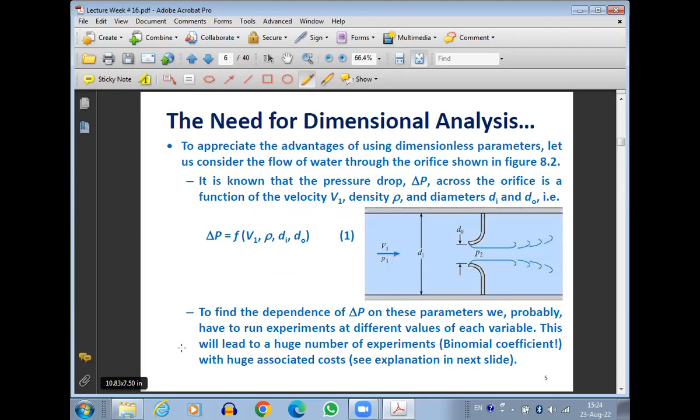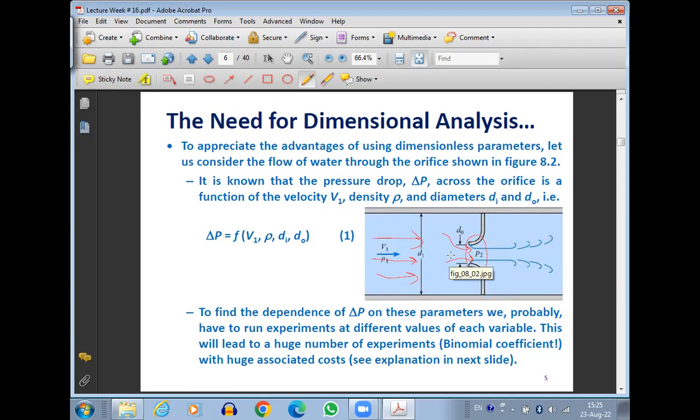To appreciate the advantages of using dimensionless parameters, let us consider the flow of water through an orifice as shown in the figure. Let's try to understand why we need dimensional analysis. In order to understand that, let's take an example. Suppose this is an example of a flow through an orifice. Here we have the flow coming and it has to pass through the orifice.